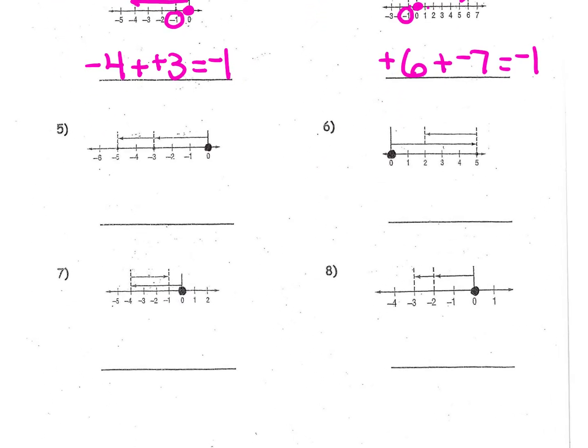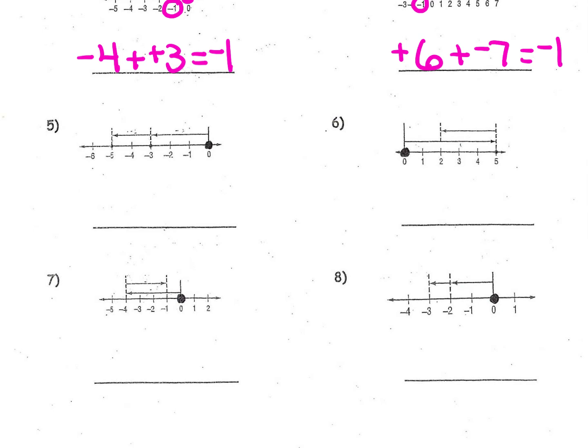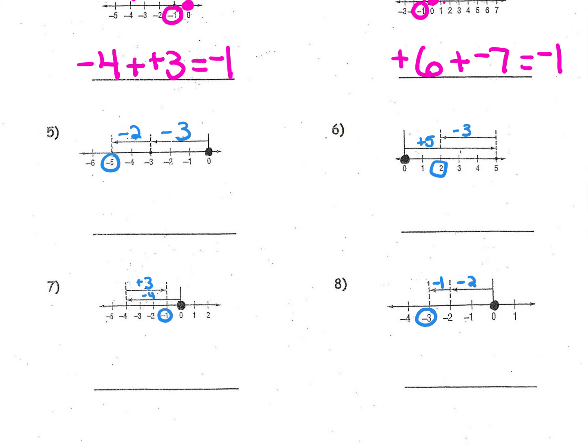Now work on the next 4 on your own. Make sure to label the arrows and circle the final answer. Pause the video, and when you're ready, turn the video back on to correct your work. For number 5, the first arrow is a negative 3, the second vector a negative 2, and your answer is negative 5. Your sentence should look like this.